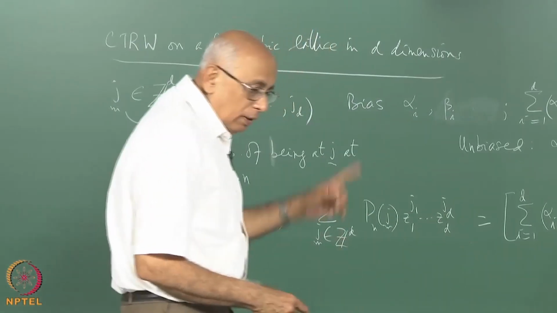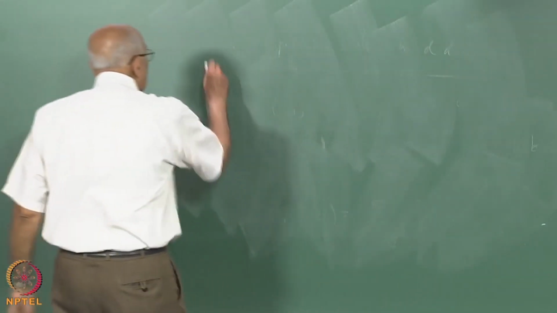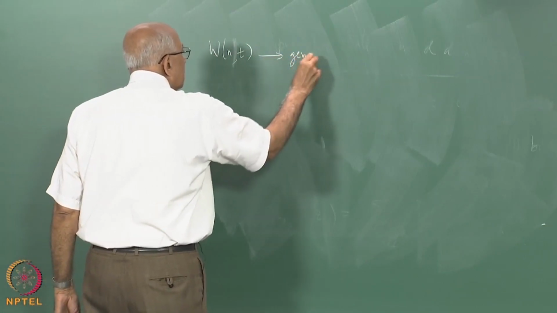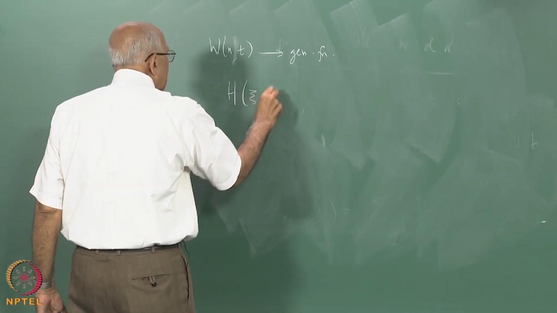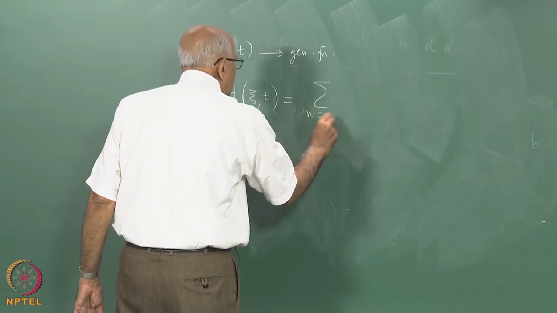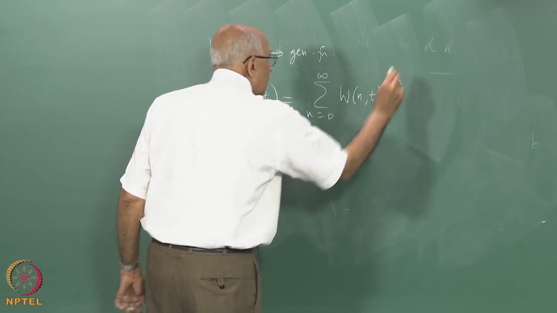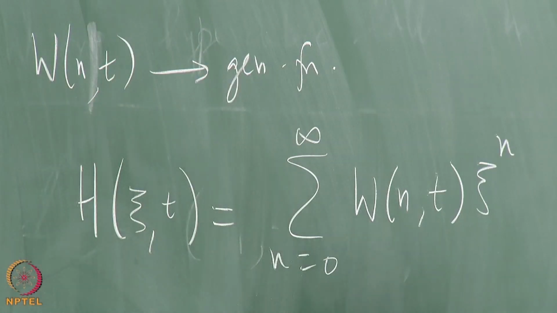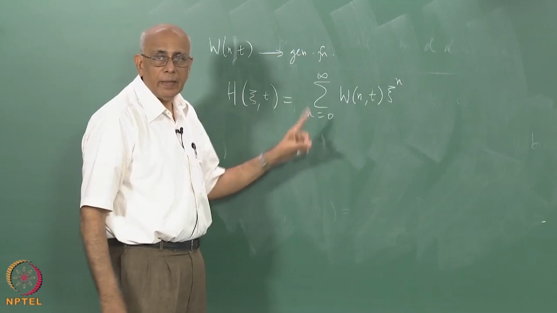Okay. So we can define a generating function for that quantity. So let us define the generating function h of xi and t, equal to the summation n equal to 0 to infinity of w of n comma t times xi to the power n. I do not want to put a z here, because I use z for the space variables' conjugate. So this is the definition of the generating function of this probability distribution in n.